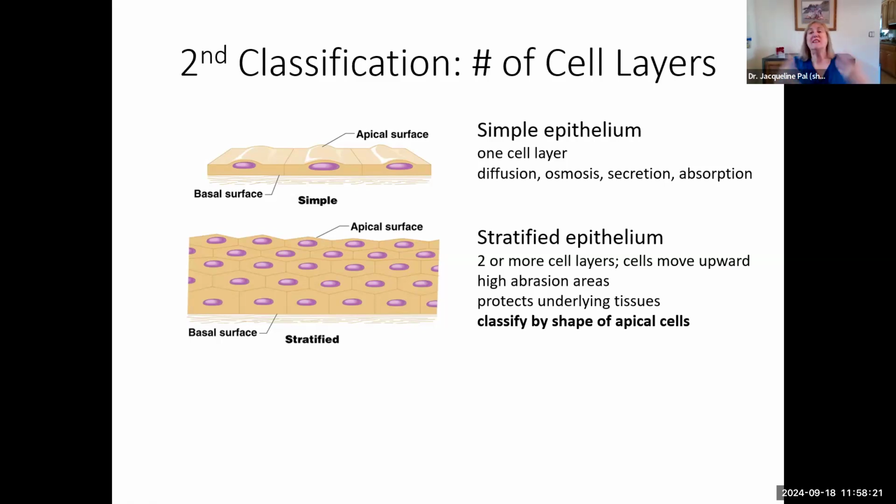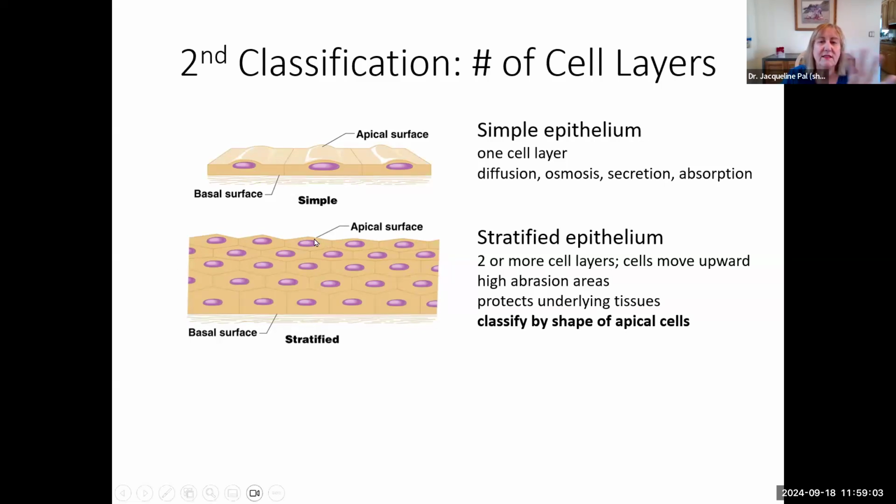So of course your skin is going to be stratified, because if it was a simple epithelium, as soon as somebody rubbed on your skin, those cells would be gone. Okay. And so stratified epithelium is there to protect your underlying tissues. And when we have a stratified epithelium, we classify it by the shape of the apical cell. So looking at this simple epithelium, do these cells look squamous, cuboidal, or columnar? That's right. You can tell easily that this would be a simple squamous epithelium.